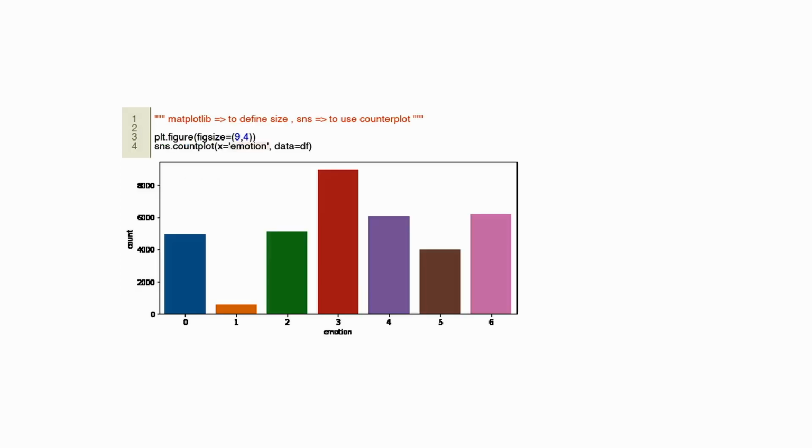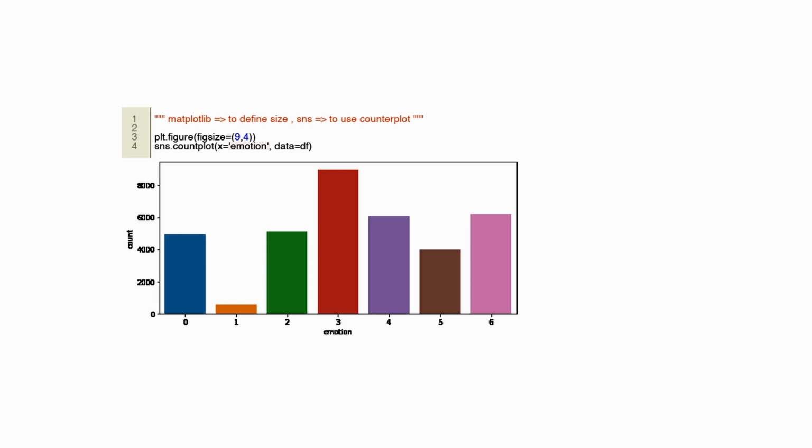First, we import the matplotlib library, which allows us to create visualizations in Python and customize their properties. Then we also import the Seaborn library, which is built on top of matplotlib and provides additional data visualization capabilities. We set the figure size to be 9 by 4 by using the plt.figure function. This determines the size of the visualizations we will create.